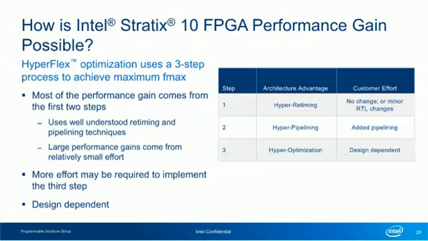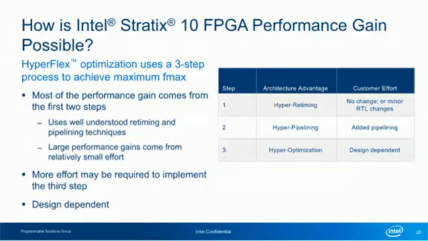The three steps are hyper-retiming, hyper-pipelining, and hyper-optimization. The first two stages are based on well-understood design techniques used commonly by design engineers today to improve performance. Many times, they account for most of the performance gain in the three-step process, so some designers can stop after hyper-retiming or hyper-pipelining.